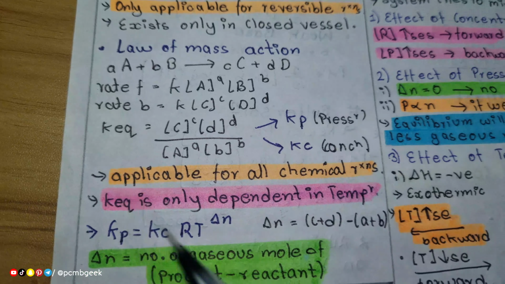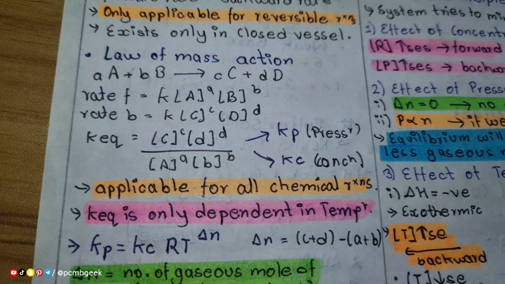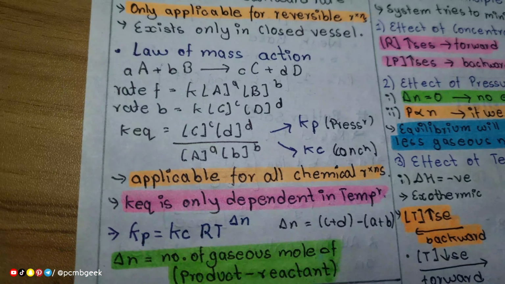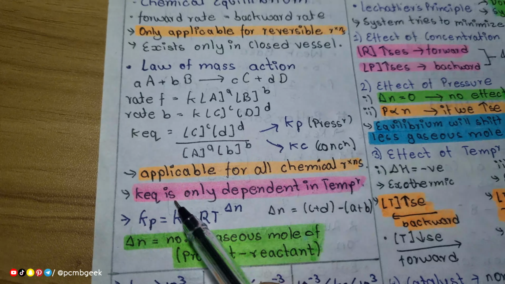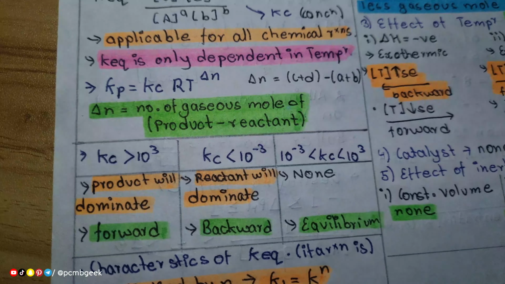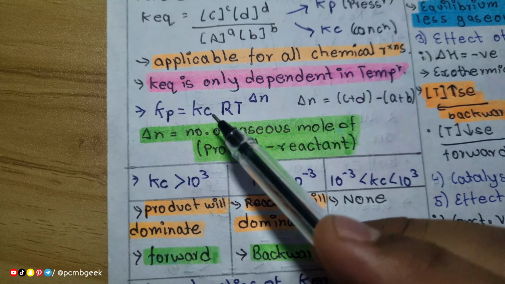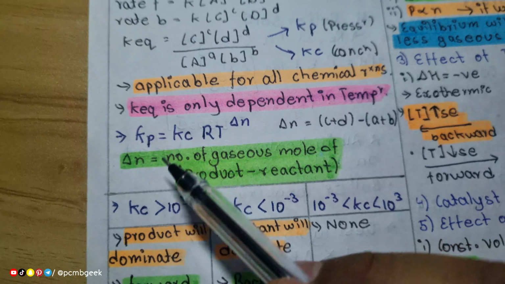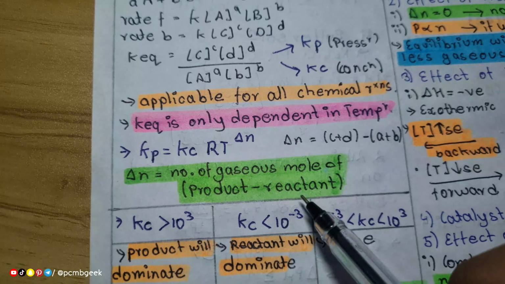Now, what is K? K is the equilibrium constant. For example, we can calculate the pressure equilibrium constant and the concentration equilibrium constant. The law of mass action is only applicable for chemical reactions. The equilibrium constant is only dependent on temperature. Now the relation between Kp and Kc is Kp equals Kc multiplied by RT raised to the power del n. What is del n? Del n is the number of gaseous moles of products subtracted by that of reactants.